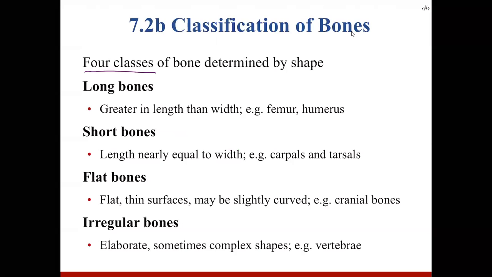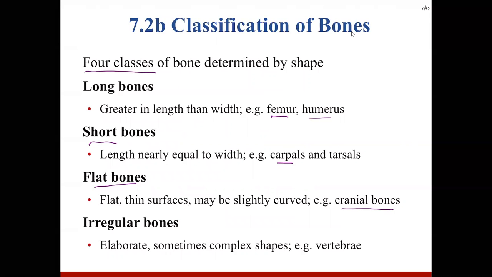Okay, so there are long bones, so they're longer than they are wide. So the femur and the humerus, and you don't know those yet because they're in lab and we do them next week. There are short bones, so their length is equal to the width. So those are the bones in our hands and our wrists and our feet, so the carpals and the tarsals. There are flat bones, so they're usually pretty thin and flat. The cranial bones, so the bones of your skull, are flat.